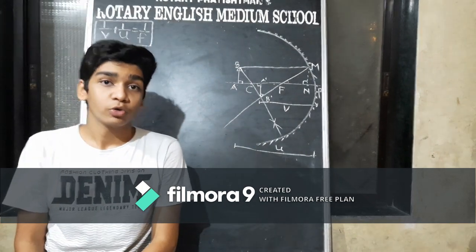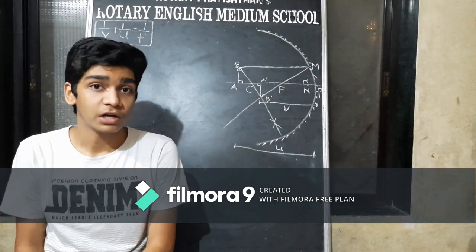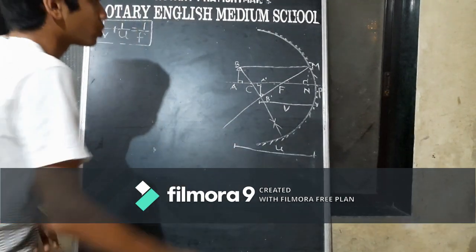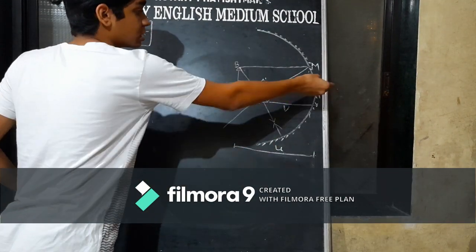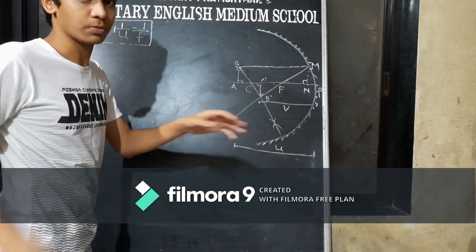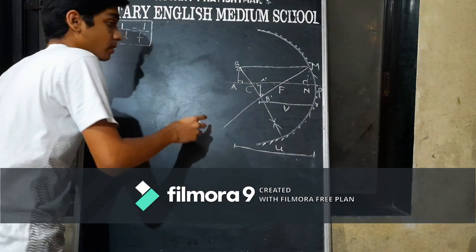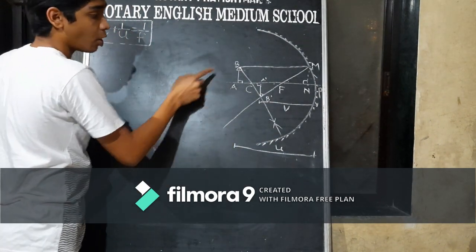Hello guys, today we are going to learn the mirror formula and the derivation of the mirror formula. So let's get started. Here we have a concave mirror. This is the principal axis, and every feature is to be known by you. Now we have the object AB.